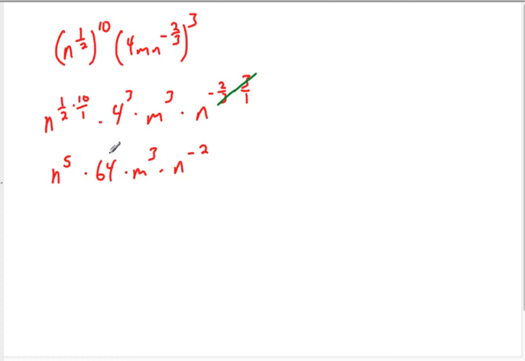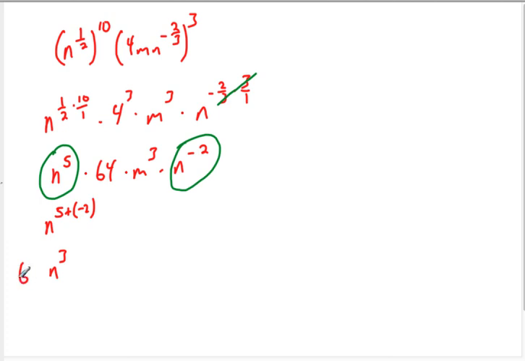So now we have 2 more things that can be simplified. n to the 5th times n to the negative 2 is n to the 5 plus negative 2. So that is n to the 3rd. And then we have 64. That always is going to go out front. We have m to the third. Okay, so we got all that. Actually, I'm going to put this in a different order. It should be in alphabetical order. So there we go. 64 m cubed n cubed.